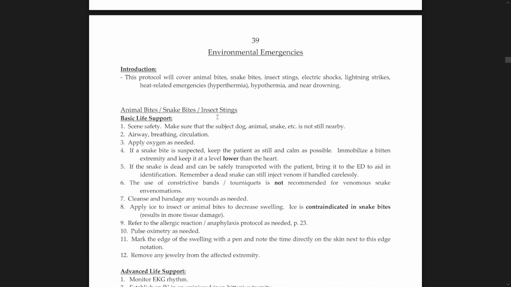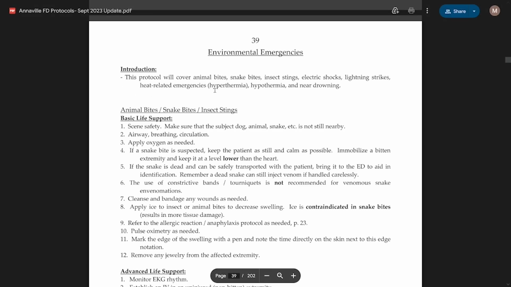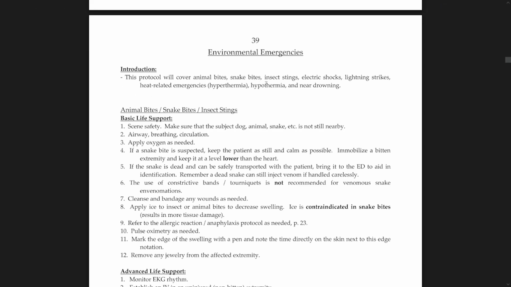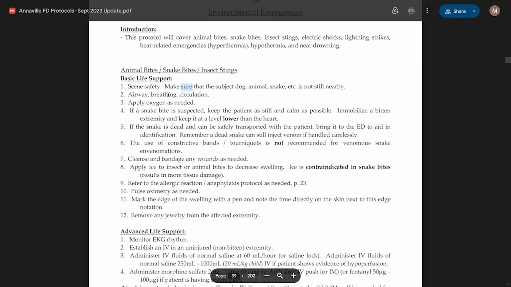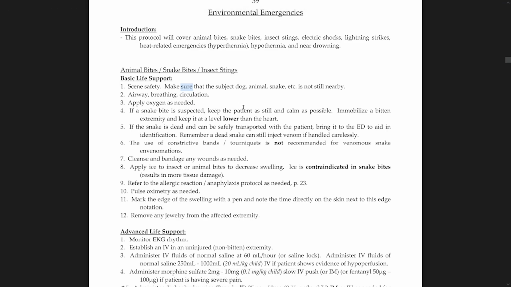For environmental emergencies, this protocol will cover animal bites, snake bites, insect bites, electric shocks, lightning strikes, heat-related emergencies like hyperthermia, hypothermia, and near drowning. For BLS, for animal bites, snake bites, and insect bites, make sure that you establish scene safety. Make sure that the subject, dog, animal, snake, etc., is not nearby. Check their ABCs. Apply oxygen.